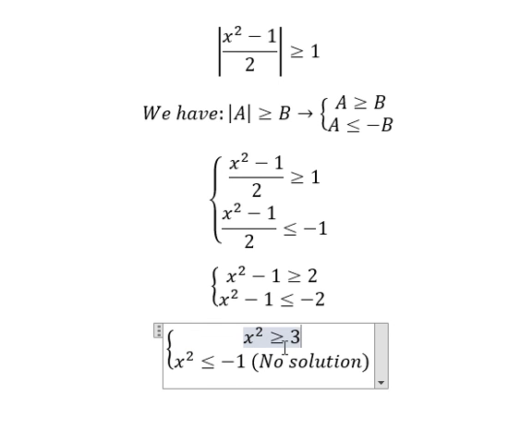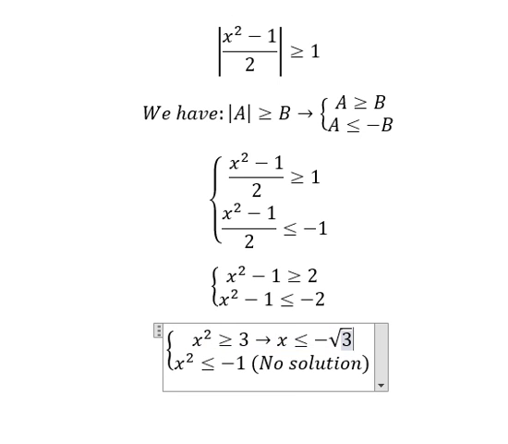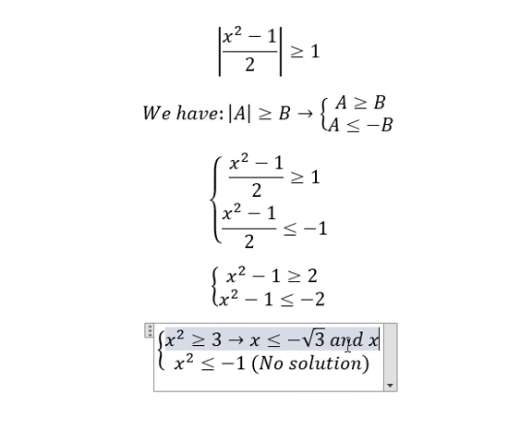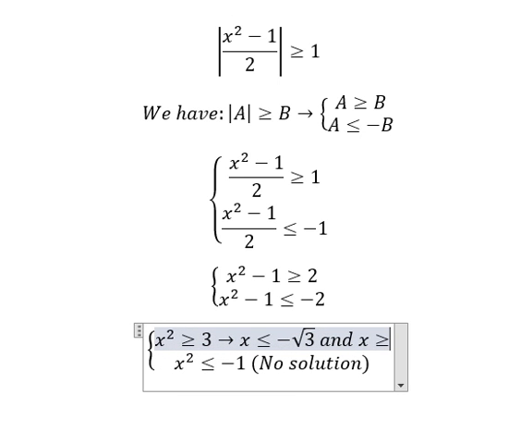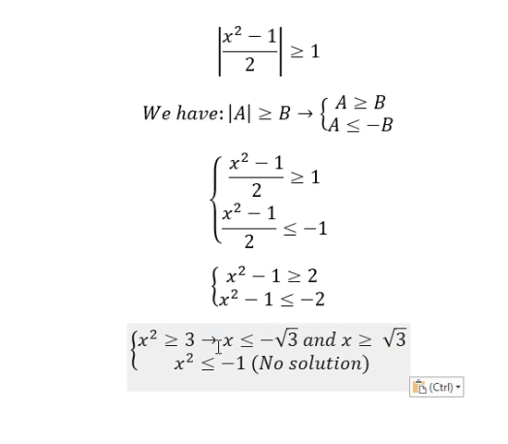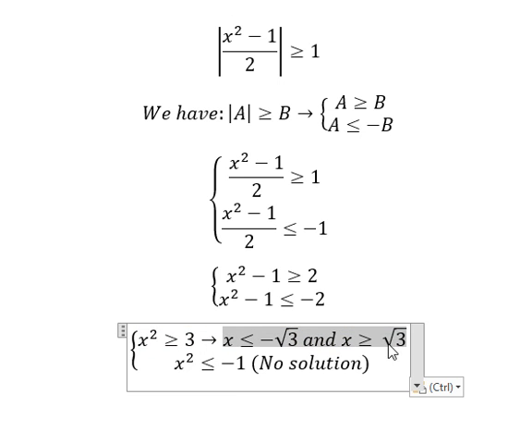So S square is greater than or equal to number 3. If we put the square root for both sides, you get S is smaller than or equal to negative square root of number 3, and S is greater than or equal to the square root of number 3. And this is the final answer of the question.